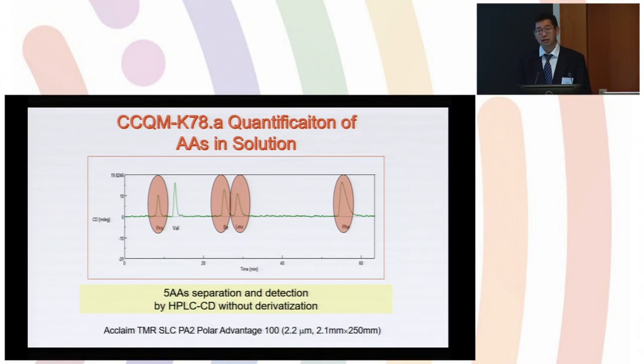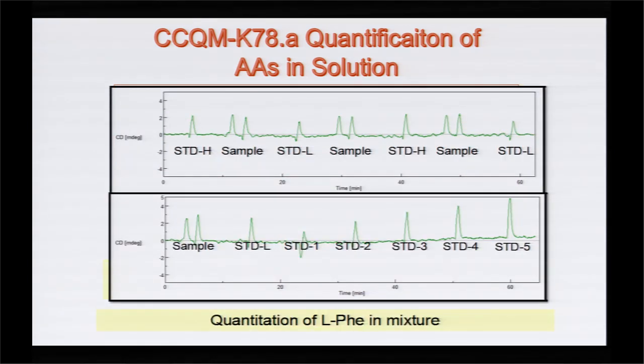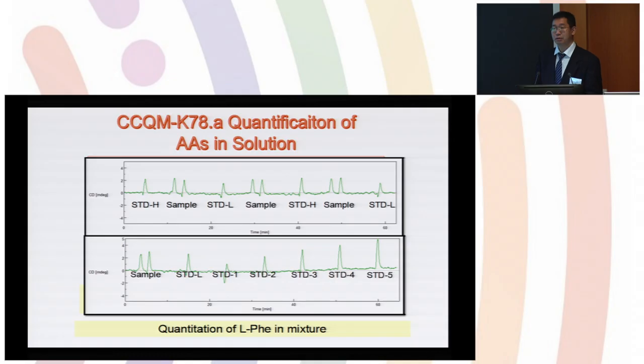Then we use this technology to participate in the CCQM K78 international comparison. We use HPLC-CD to quantify 4 amino acids in the samples. That is proline, leucine, isoleucine, and phenylalanine. We use a direct analysis approach as well as an internal standard approach to quantify L-phenylalanine in the samples.